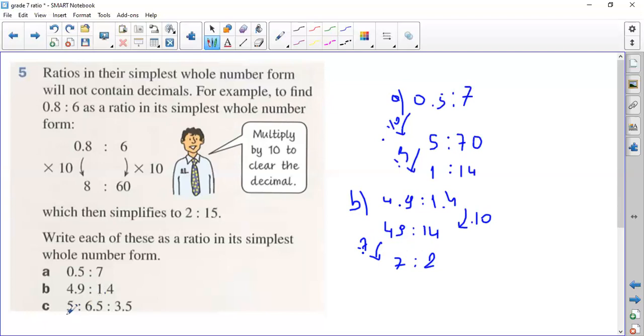At the third one, I have 5 to 6.5 to 3.5. Again, I have one decimal place after the decimal point for these numbers. That's why I will multiply again by 10. So it will be 50, okay, I'm multiplying directly, to 65, okay, to 35.